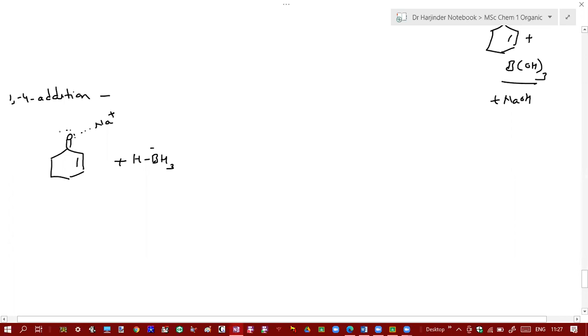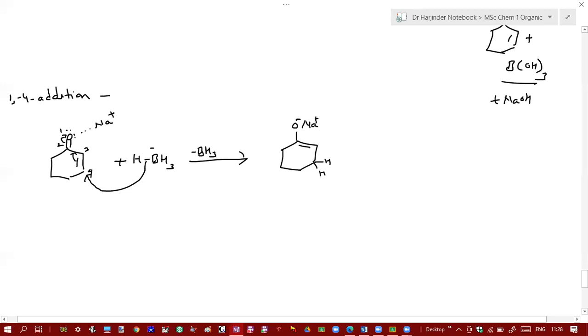This is 1, 2, 3, 4, the fourth position, the carbon-carbon double bond. So this will attack over here. This double bond will shift in between carbon number 2 and carbon number 3, and these pi electrons will go to oxygen. So here there is addition of hydride ion, so it will become hydrogen. The double bond will shift over here. This will become O negative, Na positive.